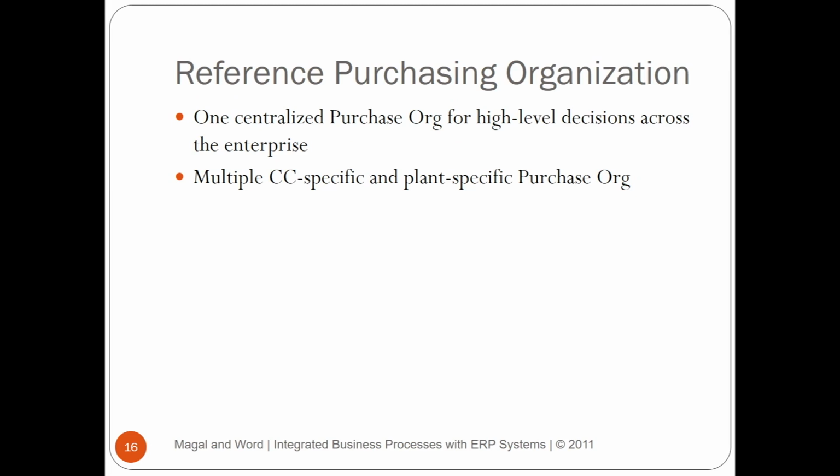Enterprises frequently adopt a hybrid model that consists of one centralized purchasing organization that can evaluate the needs and opportunities for the entire enterprise and negotiate global contracts, with purchasing organizations then used across the enterprise. Such a purchasing organization is called a reference purchasing organization.